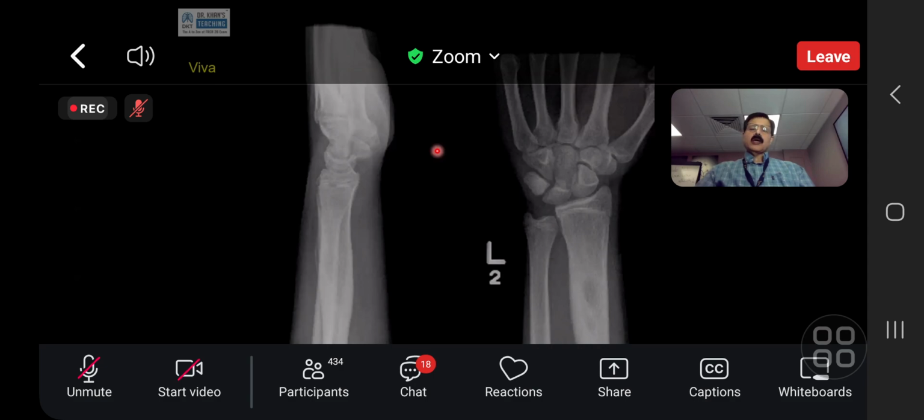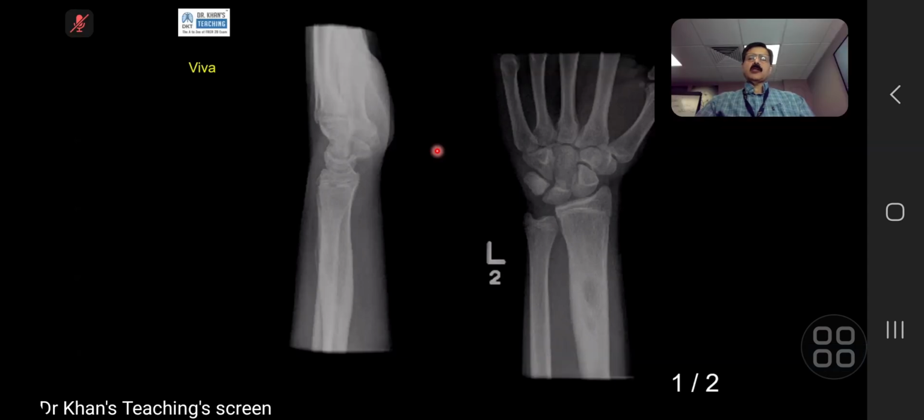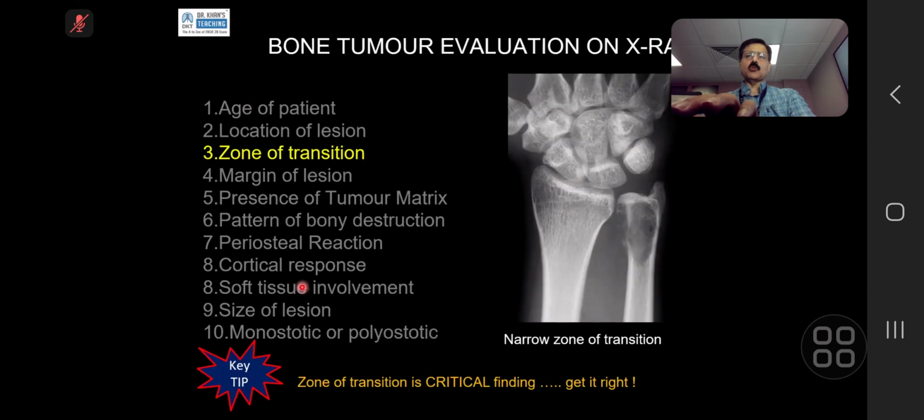Excellent. Okay, so the point is that when you see a case in the exam in the bones, this is a big term. Now, I think next session is tumors, where we will consider all of this in great detail. When you see a tumor, what are the 10 things which you look at? Age, location, zone of transition, margin of the lesion, tumor matrix, pattern of bony destruction, periosteal reaction, cortical response, soft tissue involvement, size, and monostotic or polyostotic.